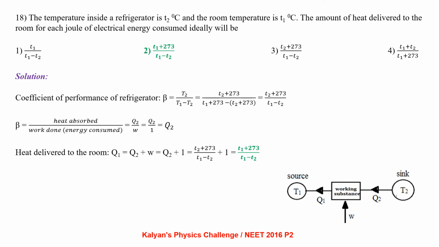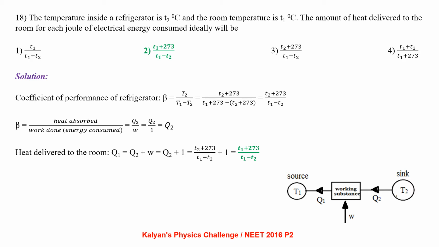The temperature inside a refrigerator is T2 degree centigrade and the room temperature is T1 degree centigrade. The amount of heat delivered to the room for each joule of electrical energy consumed ideally will be. Since it is a refrigerator, let us see coefficient of performance of refrigerator represented with beta given by T2 by T1 minus T2. Here capital T represents absolute temperature. Converted into centigrade scale, we can get T2 plus 273 by T1 minus T2.